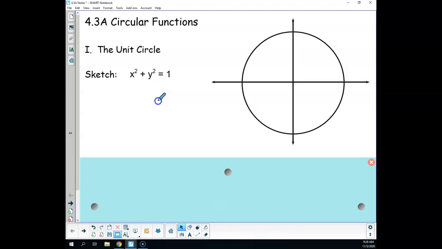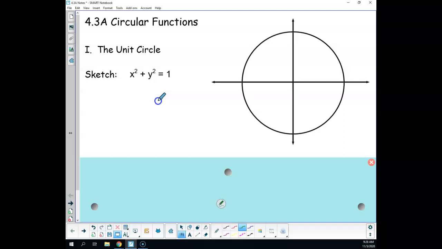So here we go with the circular functions and the unit circle. What I would like you to do is somewhere in your notes, make, as best you can, a straight up circle with the crosshairs going through it.